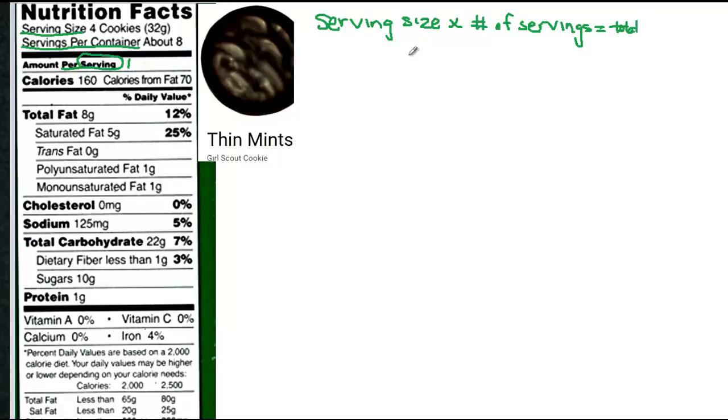That's a little hard. So the serving size is 4 cookies. So 4 cookies times, there's our 4 cookies here, 4 cookies times 8, because that's the number of servings. 4 times 8 is equal to 32. And that tells me that in this box of cookies, there are about 32 cookies. I can figure this out by using the information that's on the label. The serving size is 4, and there are 8 servings in the container. That means that there are 32 cookies.